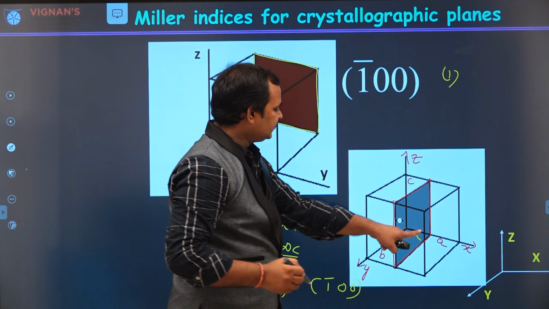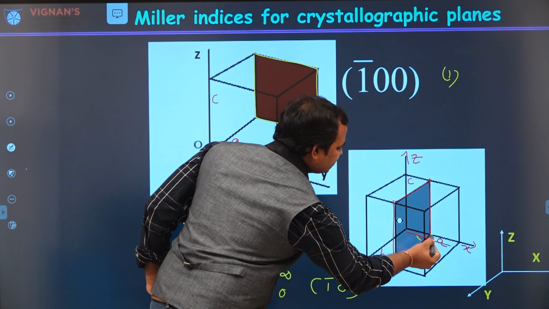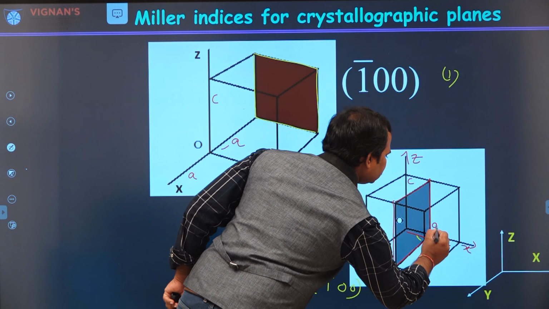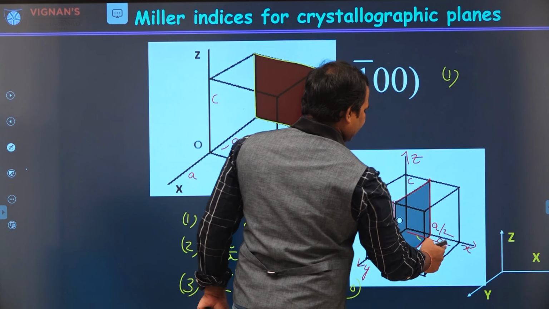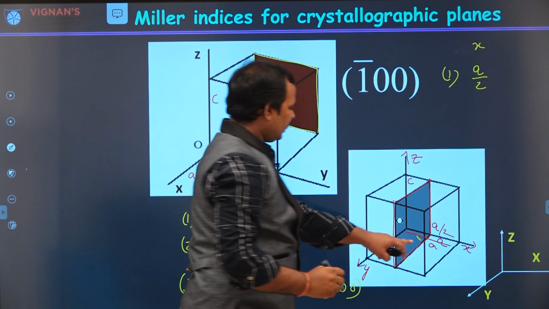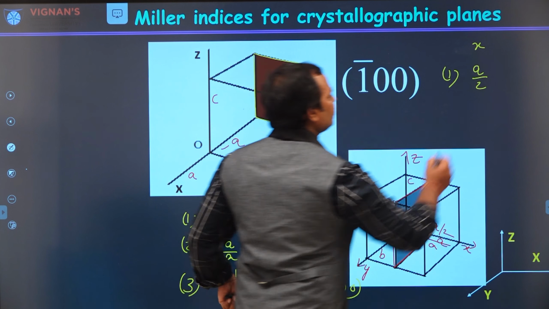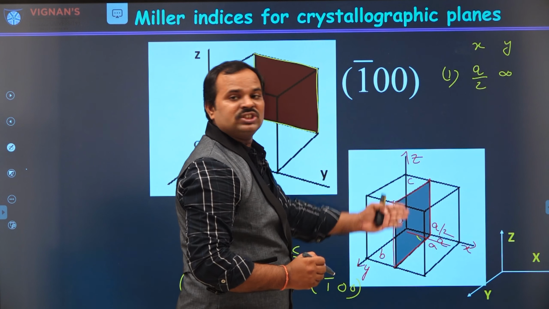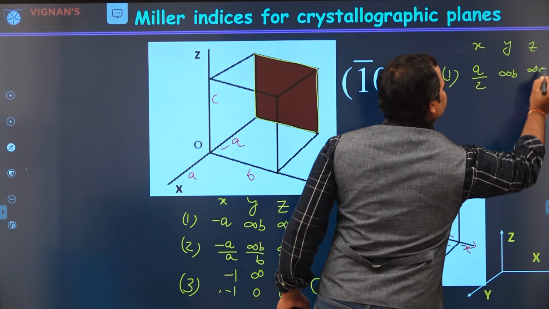along the x-axis. You can see here, if this is the total A distance, then the plane is intercepting at half of the lattice parameter. So the intercept is A by 2. So we can write the intercept along the x-axis is A by 2, and the plane is parallel to the y-axis, so the intercept is infinity. Also this plane is parallel to the z-axis, so the intercept along the z-axis is infinity C.